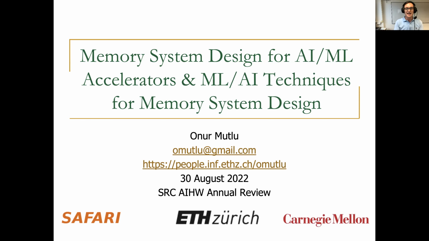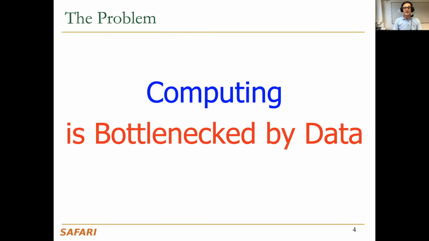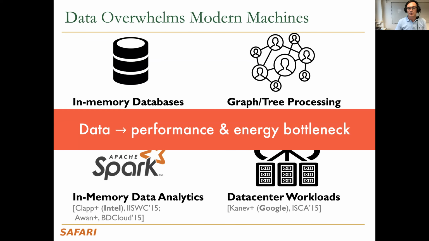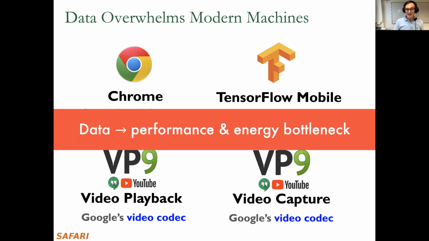I'm going to talk about our task on memory system design for AI/ML accelerators and ML/AI techniques for memory system design. We're trying to solve the data movement problem that's associated with ML, AI, and in general workloads. And clearly many workloads are bottlenecked by data movement today. Data movement causes significant performance and energy problems, and this is true for the mobile end as well as the data center end.